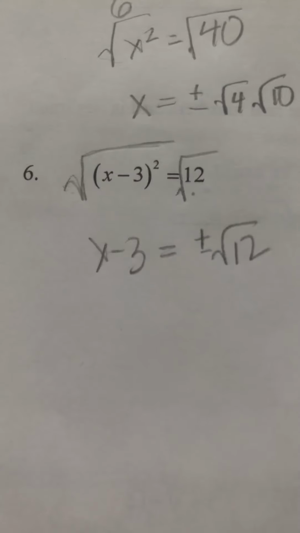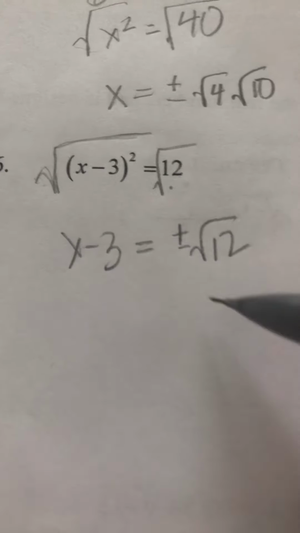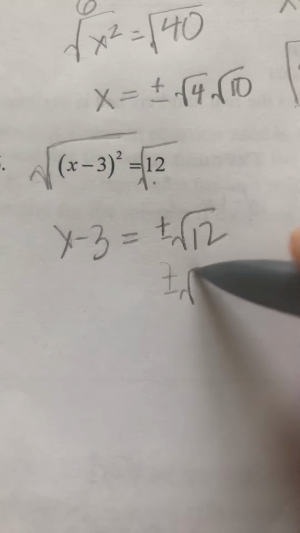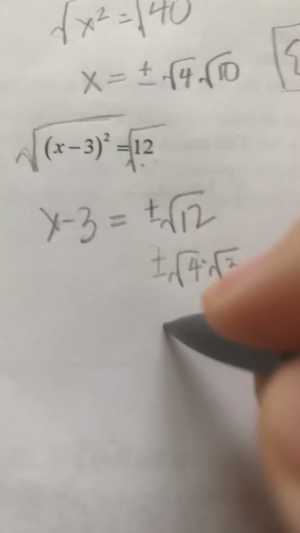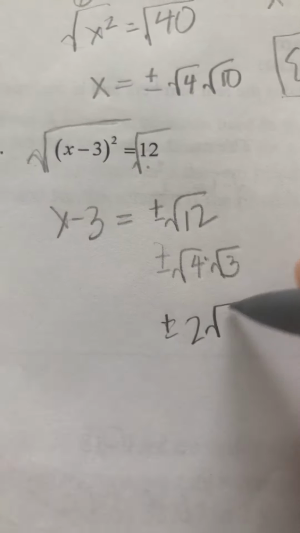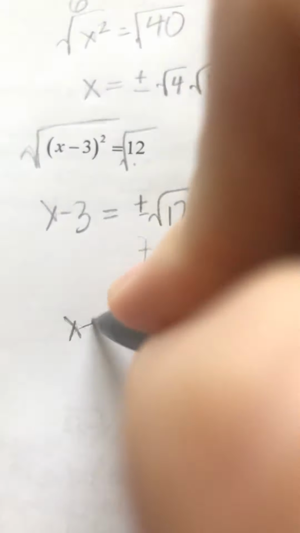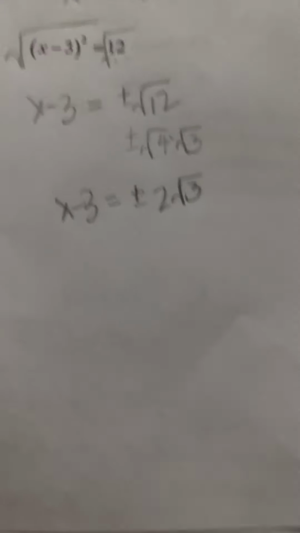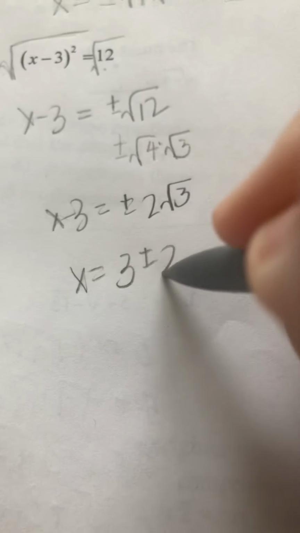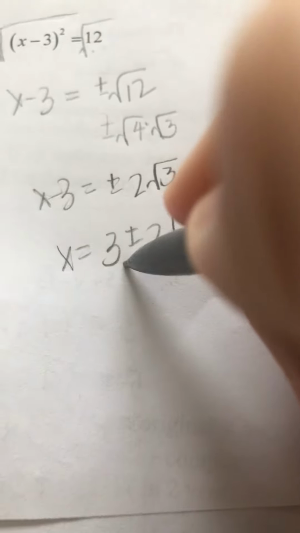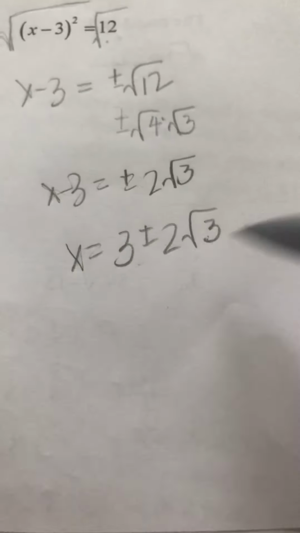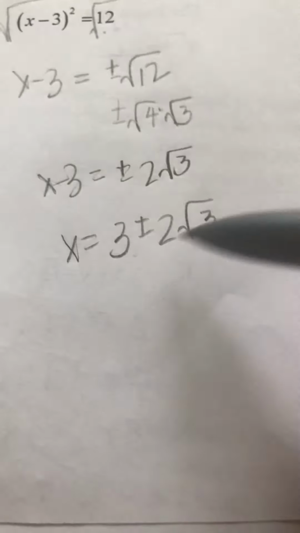So you need to simplify that. Its perfect square factor is 4. So plus or minus 2 root 3. Remember, what are we doing here? We're solving for x. So the last step is that you have to bring over the 3. You cannot combine these because one has a radical by it and one doesn't. So you just leave it that way. You can't combine by adding or subtracting.